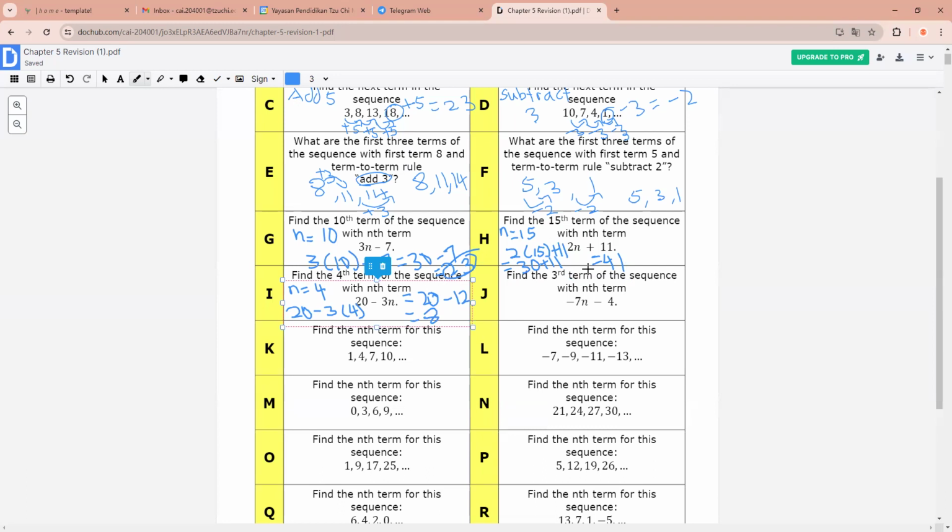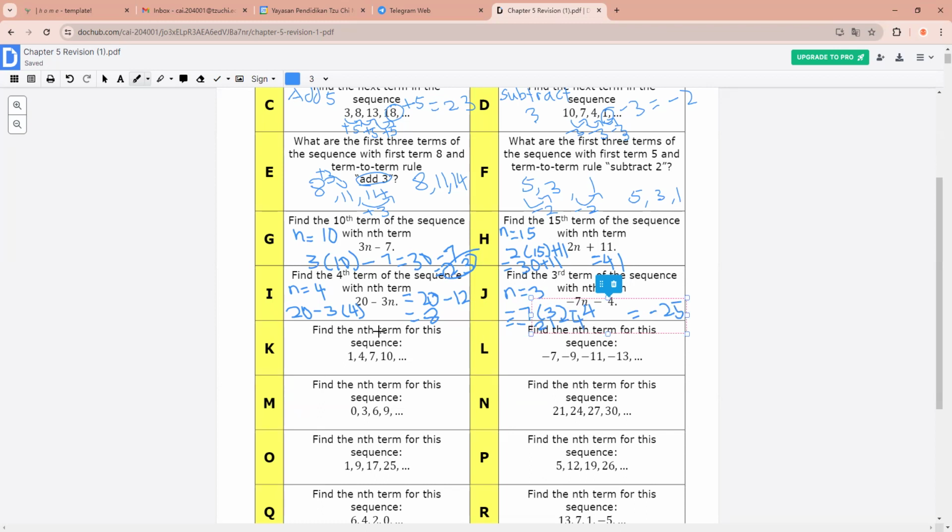Next question, find the third term of the sequence with the nth term. So we substitute n with 3. And from this equation, we can get negative 21 minus 4. So the answer will be negative 25.